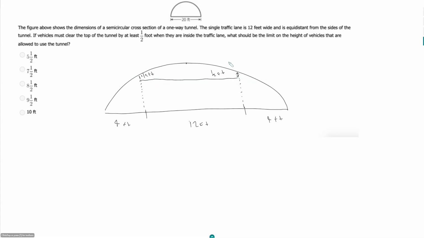So let's see, how can we do this? So we got a semicircle here. And so I think the easiest way to do this is, let's assume we have a truck that is exactly going to touch the top of the tunnel. And then we could just take off half a foot from whatever that value is.